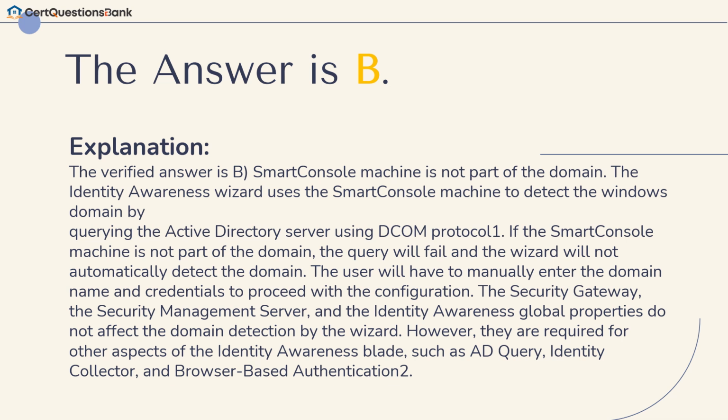Smart console machine is not part of the domain. The Identity Awareness Wizard uses the Smart console machine to detect the Windows domain by querying the Active Directory server using DCOM protocol. If the Smart console machine is not part of the domain, the query will fail and the wizard will not automatically detect the domain. The user will have to manually enter the domain name and credentials to proceed with the configuration.